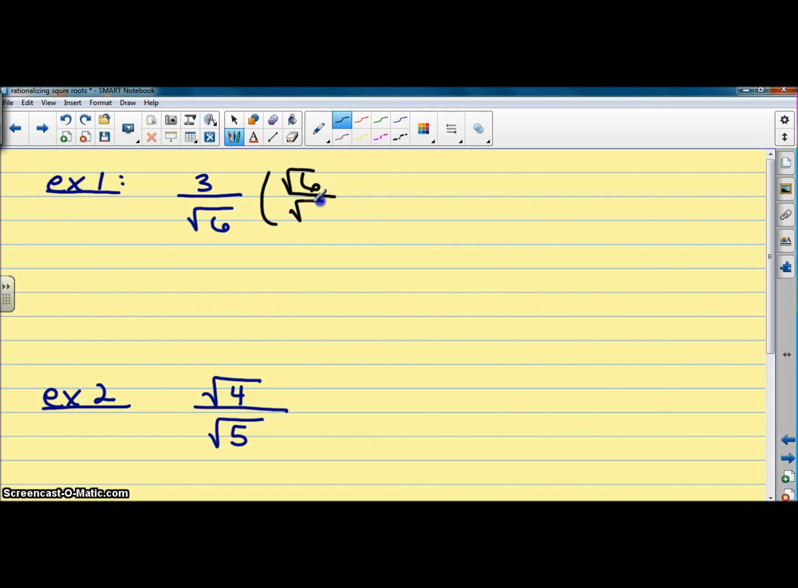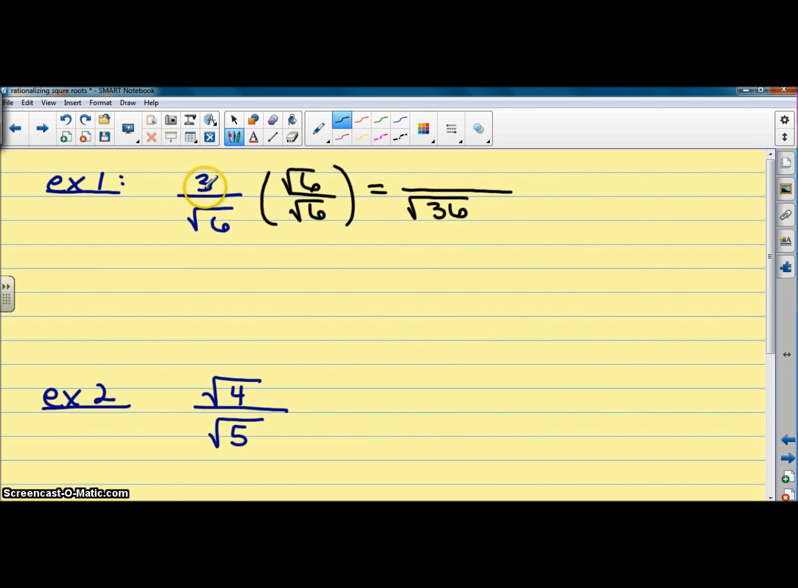So it looks like this. Now keep in mind that the square root of 6 over the square root of 6 is 1, so you are not changing the value of your fraction. All you're doing is changing what's in the denominator. In the denominator, I'm going to start there first, I have the square root of 6 times the square root of 6. That's the square root of 36. And we're going to simplify that in a minute.